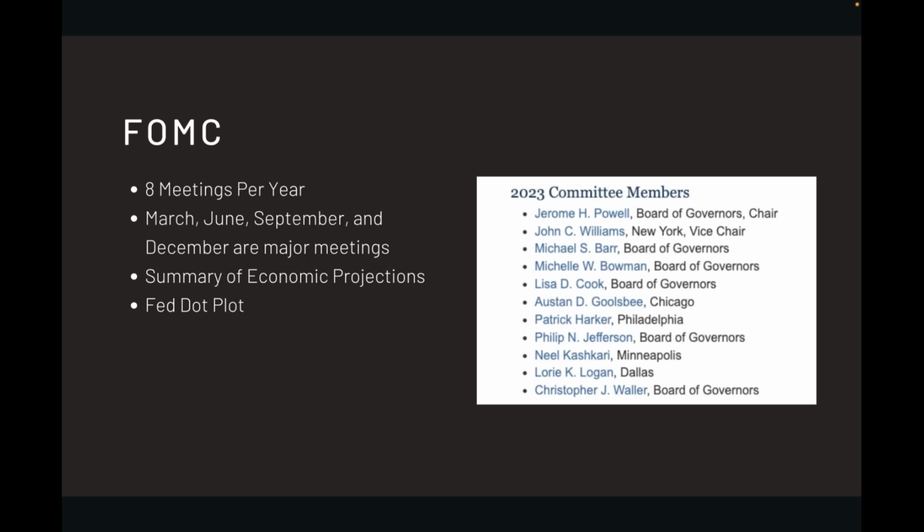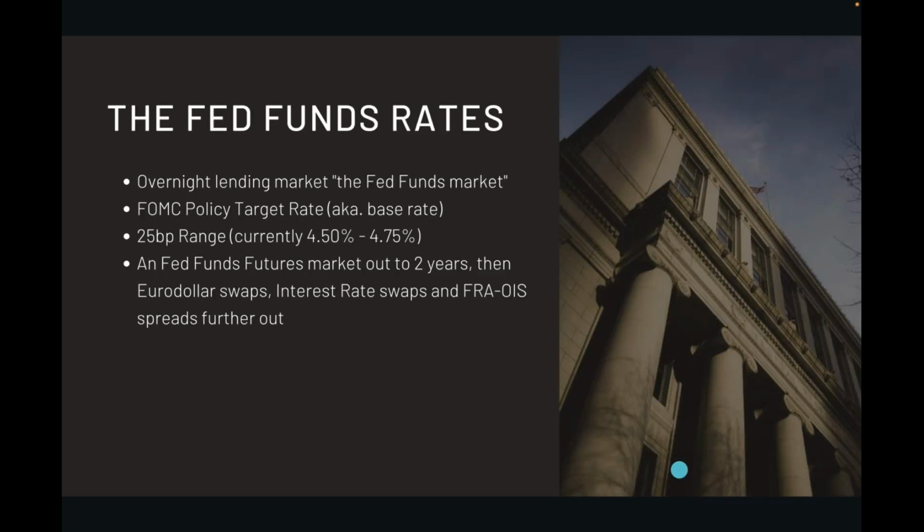And they also publish something called the Fed dot plot, where each voting member says where they believe the median of the Fed funds rate should be in the next 12 months, the next year, and the year after. We'll go into detail in the next few slides, but just quickly, what are the Fed funds rates?